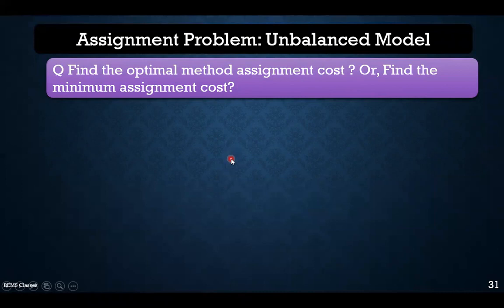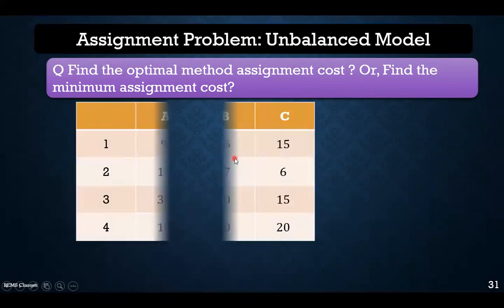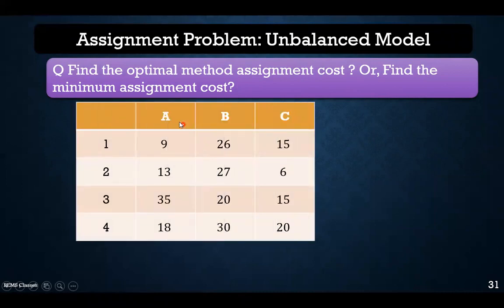We will start with one problem. We have three different jobs A, B, C, and we have four different contractors 1, 2, 3, and 4. We have to assign our jobs to these contractors. So we have three jobs, and on the other hand we have four contractors. So this is an unbalanced model.